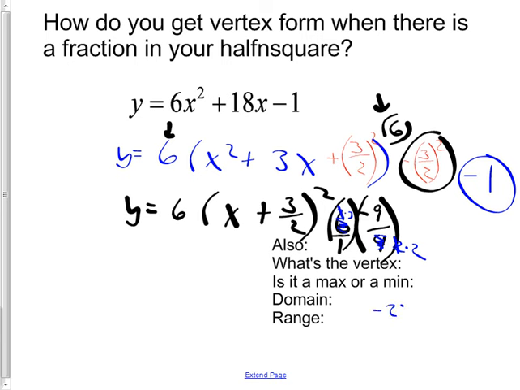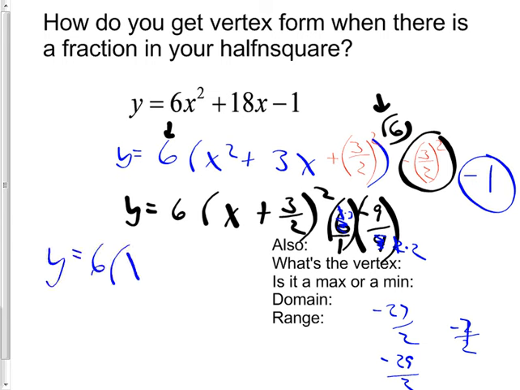Negative 27 over 2, and then I take away 1 from that. Can't do that because I need common denominators. So that's going to be 2 over 2. And now, final answer, negative 29 over 2. We're not multiplying those, we're adding those, so the denominator just stays the same. So final answer, y equals 6 times x plus 3 halves squared minus 29 over 2.